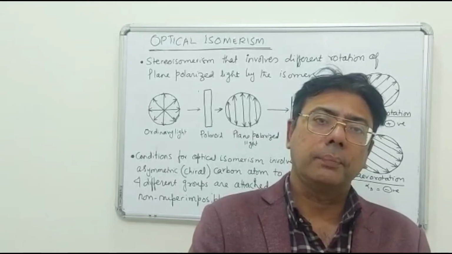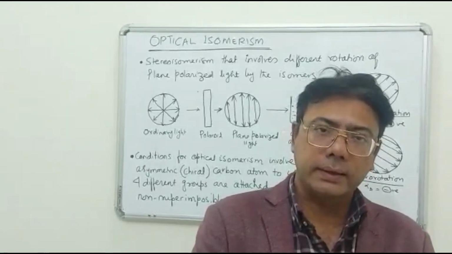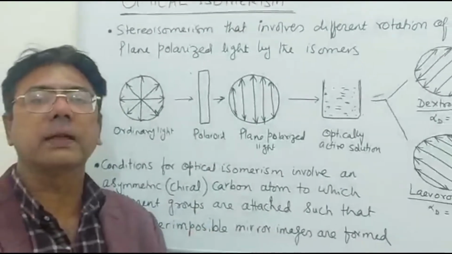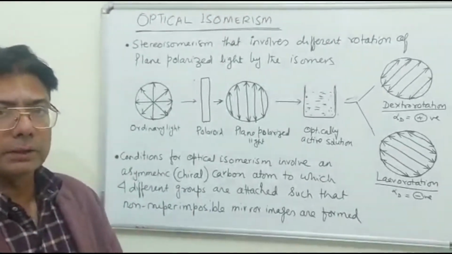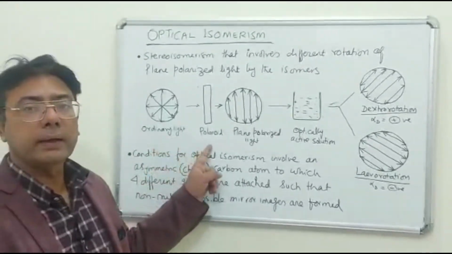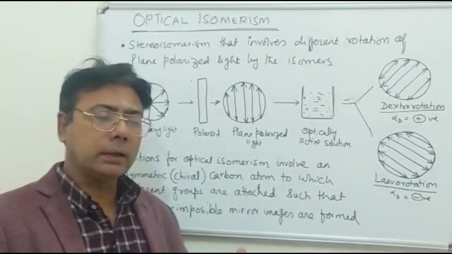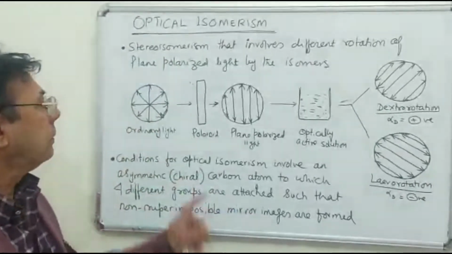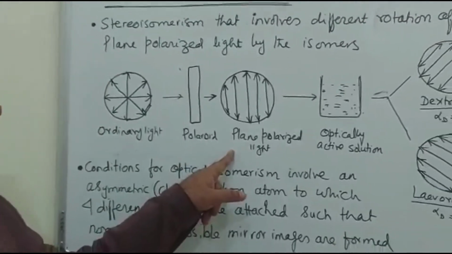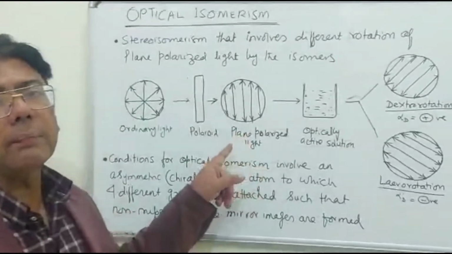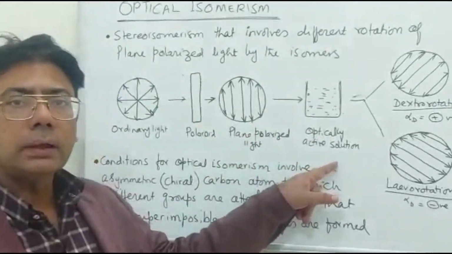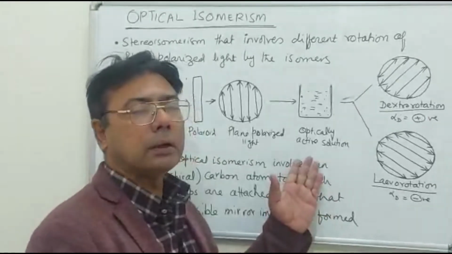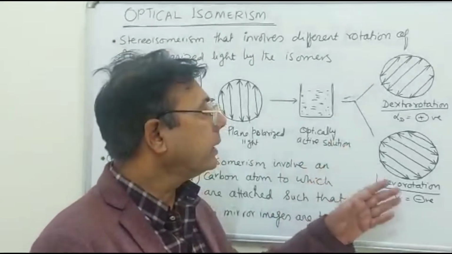See, in this phenomenon, optical isomers rotate the plane of polarized light differently. As you know, ordinary light has oscillations of light wave, that is electromagnetic wave, in all directions. But when this ordinary light is passed through a polaroid, it cuts off all the vibrations in different planes, except in a particular plane. When this plane polarized light, which has oscillations of electromagnetic wave in only one plane, is passed through an optically active solution, it is rotated differently. Either it is rotated towards the right, in which case the isomer is called dextrorotatory, or it is rotated leftwards.